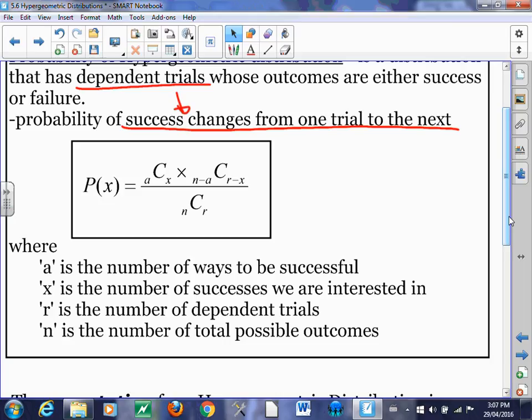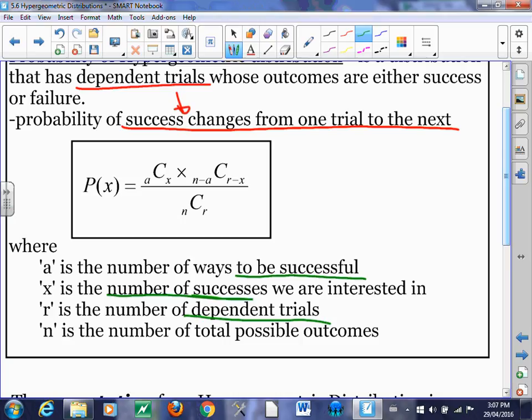Okay, all right, so we've changed it up a little bit. X is the number of successes. You just don't see the P and the Q in here. Okay? So A is the number of ways to be successful. So in that case, there were 4 aces, so that's why we took 4. And then the random variable X is the number of successes we are interested in. Okay? R is the number of dependent trials. So how many total we needed? We needed 5 cards.